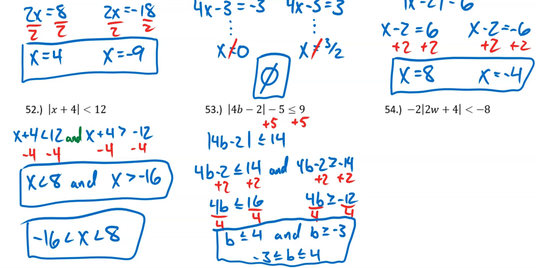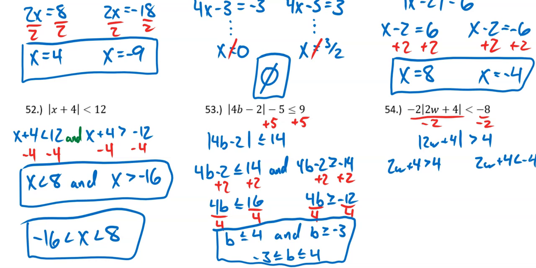Okay? If I look at the next one, it might look at first glance like this thing's going to be a no solution or something like that, but make sure you get the absolute value by itself before you make that judgment call. So here, divide each side by the negative 2 first. And once again, when you divide by a negative, this is still an inequality. You have to flip that inequality sign. So now it's greater than a 4. Okay? And so now I do have a positive over there. Now I can split this thing up. 2w plus 4 is greater than the 4. 2w plus 4 is less than the negative 4. Okay? And now I solve each.